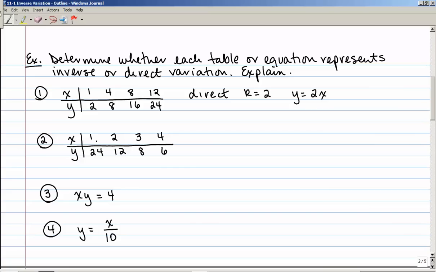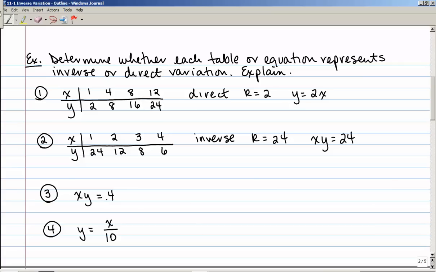Second example here, so for x's 1, 2, 3, and 4, I have 24, 12, 8, and 6. And you'll notice that I'm not multiplying each x by the same number in order to get my y, but if I multiply my x and my y, I get the same number every time. 1 times 24 is 24. 2 times 12 is 24, 3 times 8 is 24, 4 times 6 is 24. So this is an example of inverse variation. And my k is 24, and the equation for this would be xy equals 24, because multiplying x times y, I get the same constant each time.